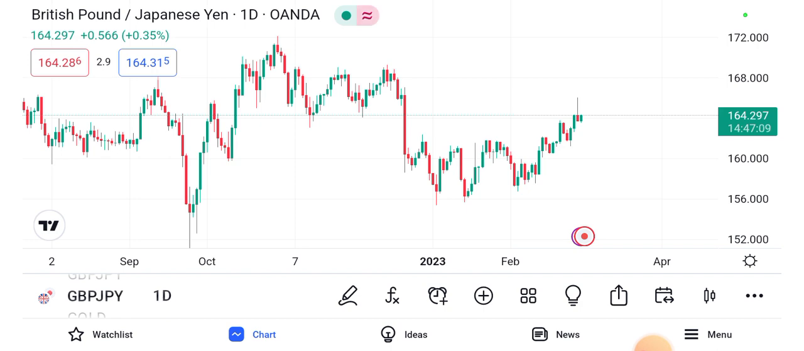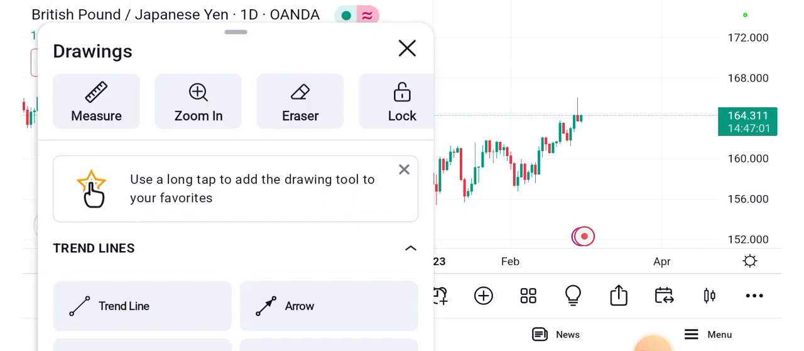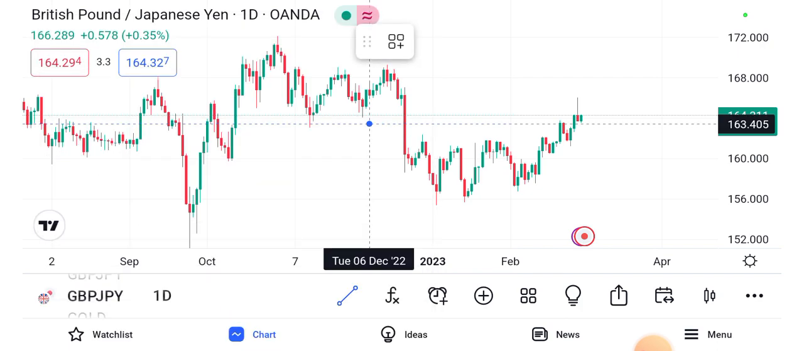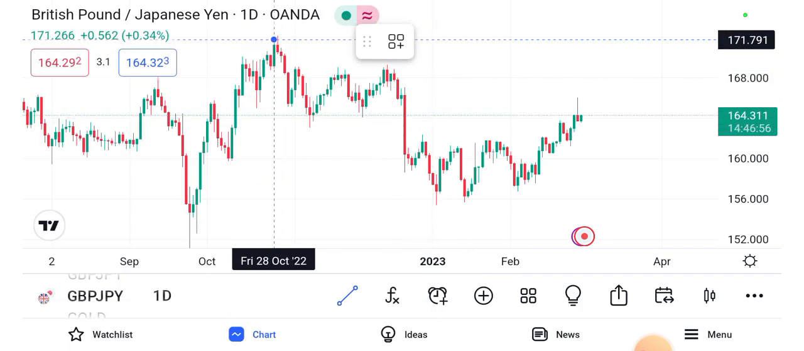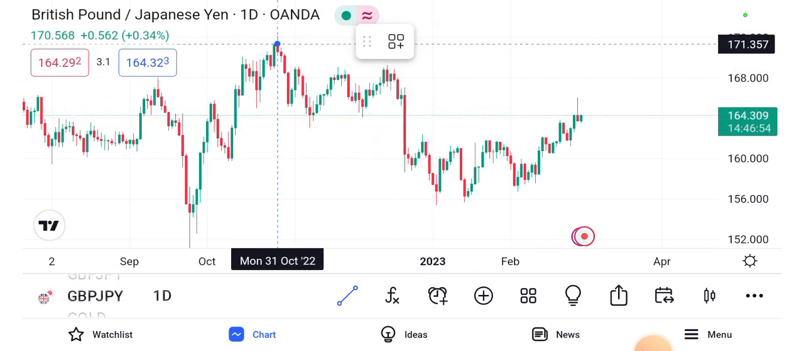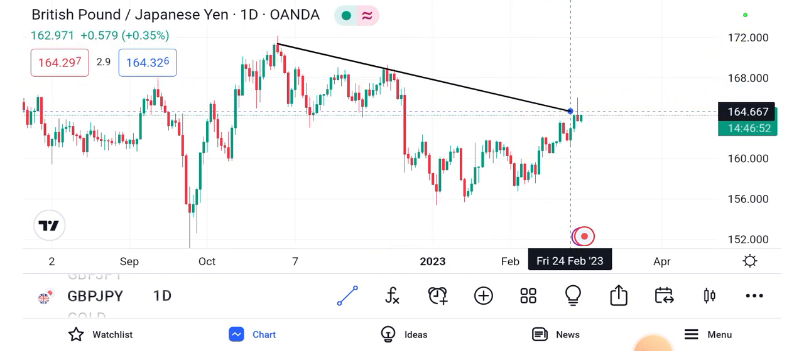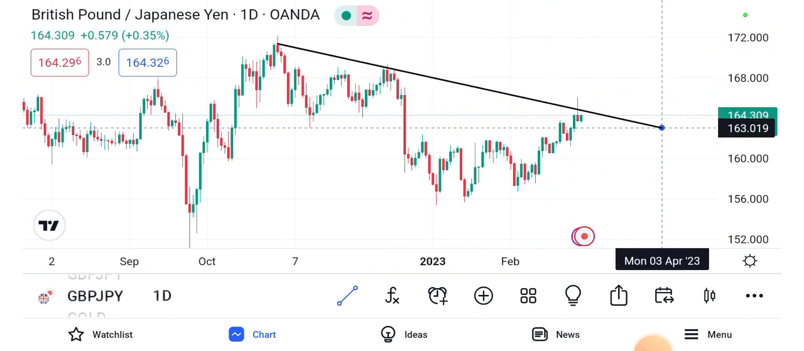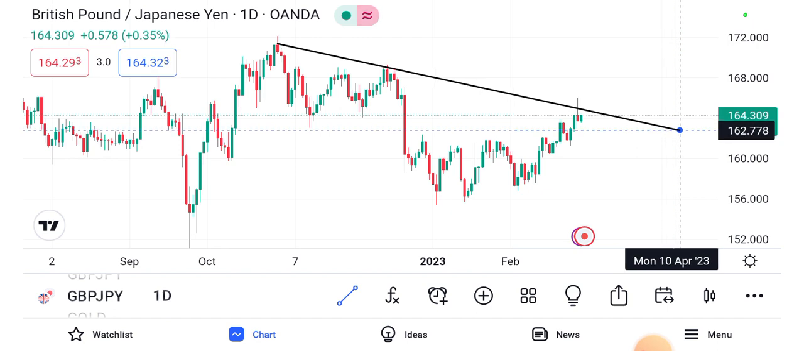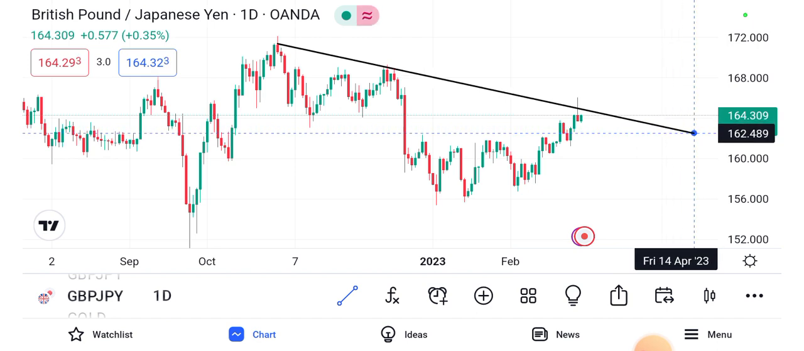Now what we're going to be looking for is where we're trending, guys, right? When looking at this, I'm personally seeing a downtrend. So I'm going to align or connect my lower highs, right?